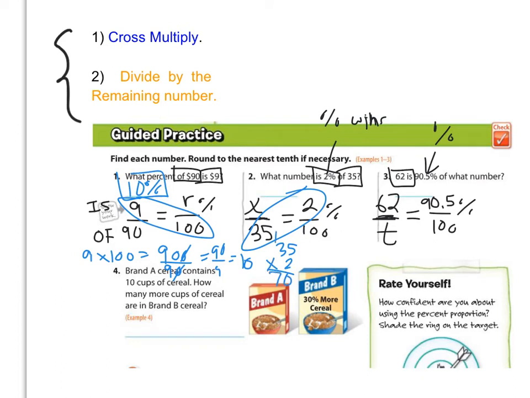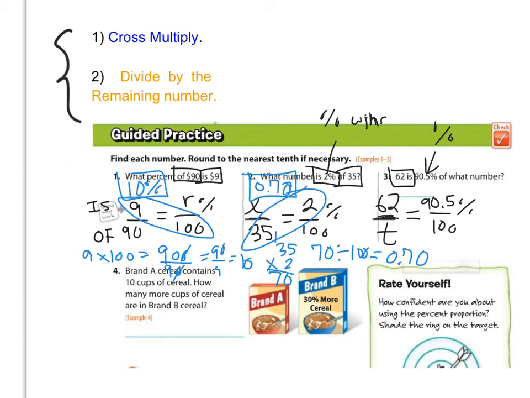Next, you're going to divide 70 by 100. And it turns out that 2% of the number 35 is actually just 0.70. Okay, so it's 0.70. That's our final answer for that one. All right, last but not least, we're going to do guided practice part 3.